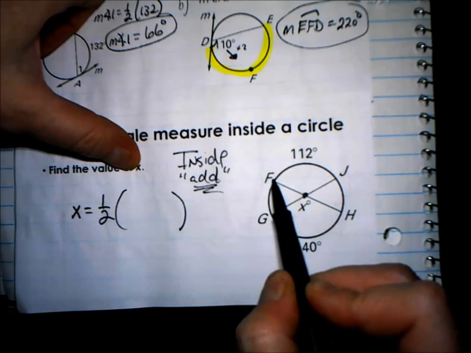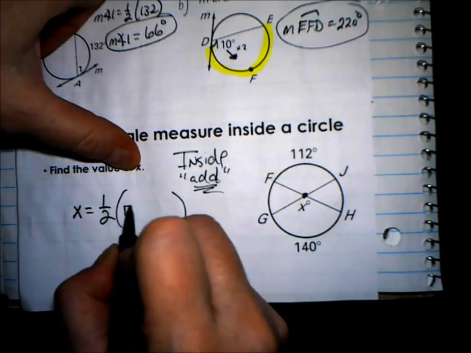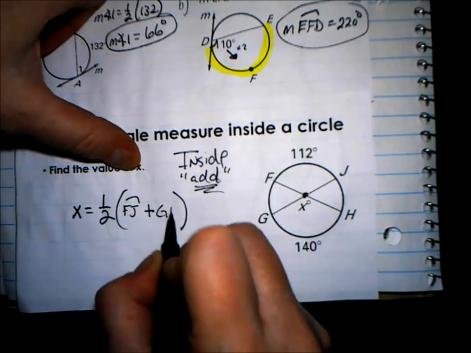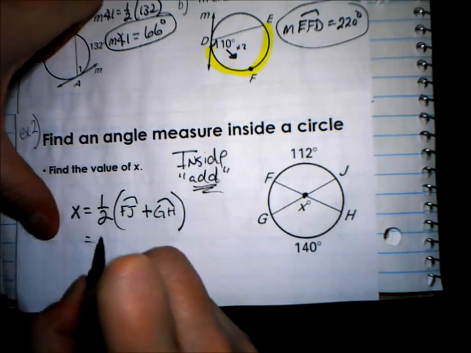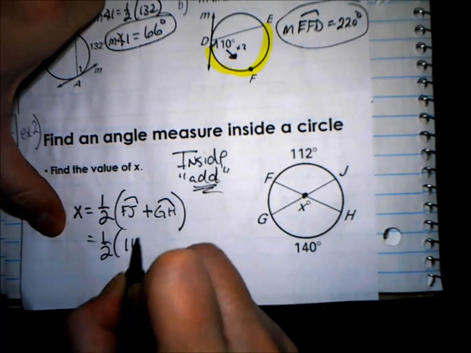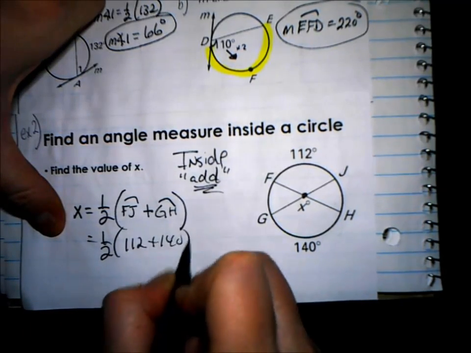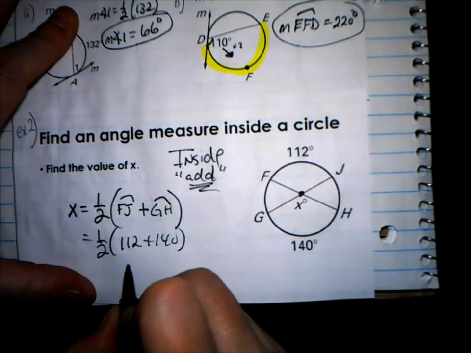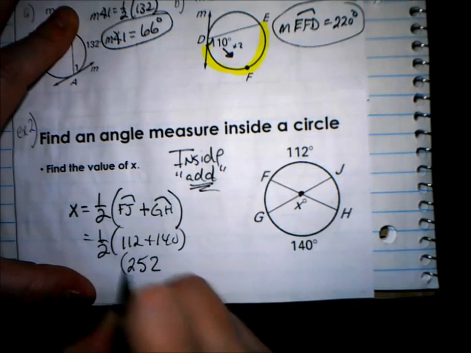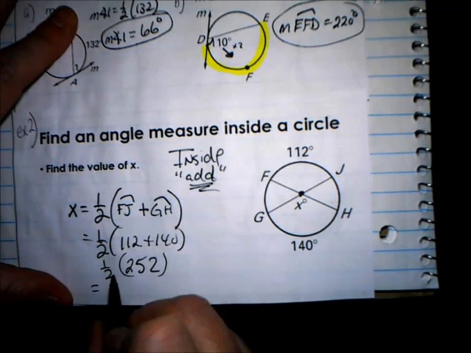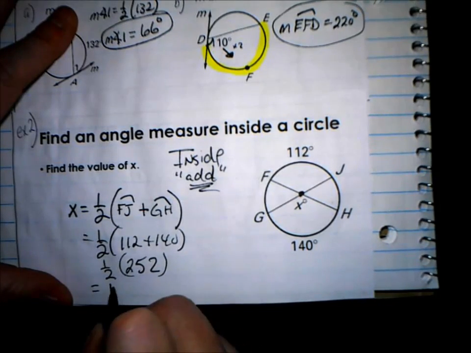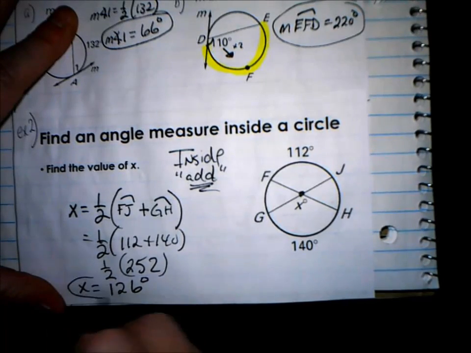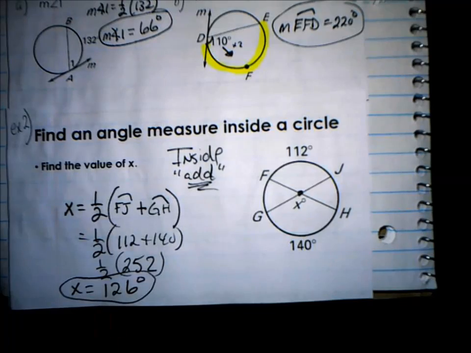So that means in actuality I'm going to take FJ and add it to GH, those arcs. So if I replace my values, that'll be 112 plus 140, and then I'll take half of it. Inside my parentheses, that'll be 252, and then I need to take half, which will be 126 degrees, I believe, the actual measure of x.